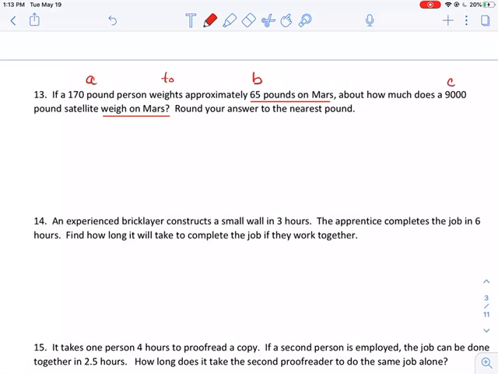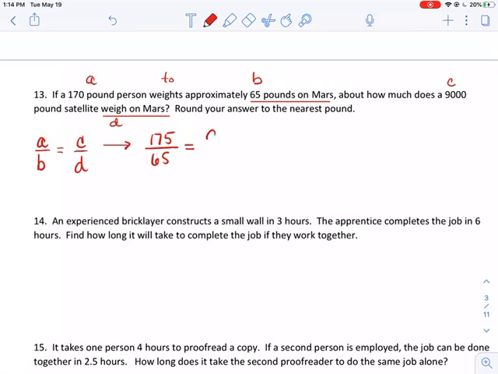However we set this up, we're going to say C is to D if you want. So we would have A is to B as C is to D. So the ratio would have to maintain itself. So we would have 175 pounds over 65 pounds. 175 is to 65 on Mars. Not as much gravity there. And then that would have to equal how much a 9,000-pound satellite weighs on Mars.